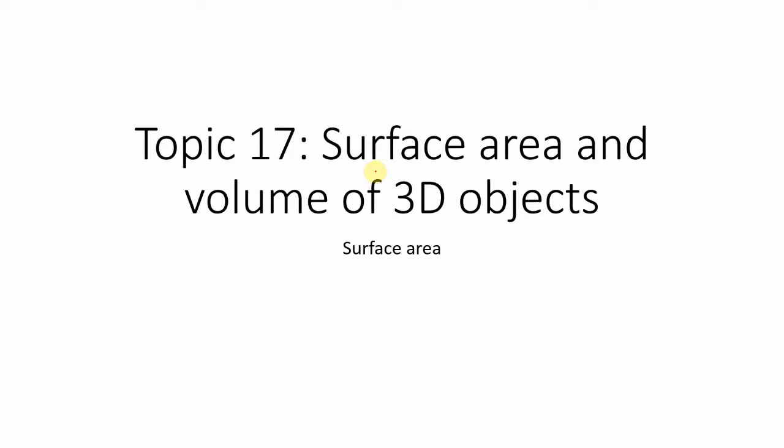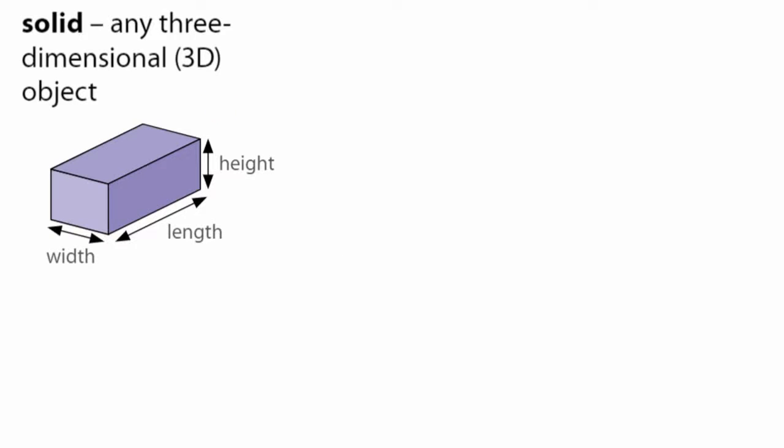In this video we are going to introduce the topic of surface area and volume of three-dimensional objects, with the particular focus on surface area in this video. So firstly, a few definitions and a bit of theory. We need to know that a solid is simply a synonym for any three-dimensional object.